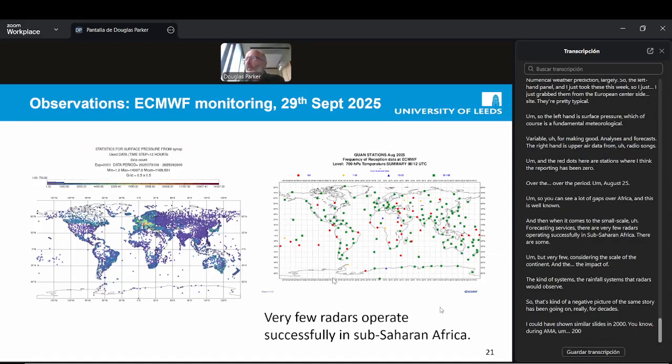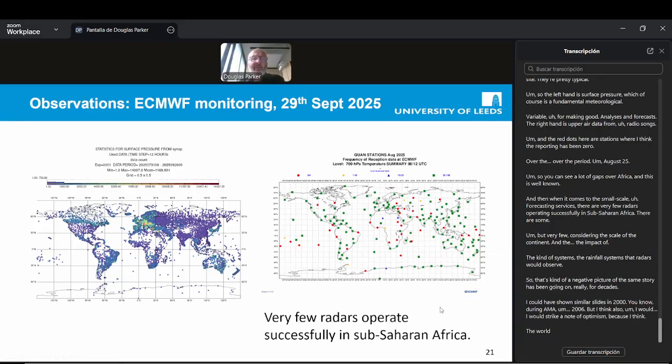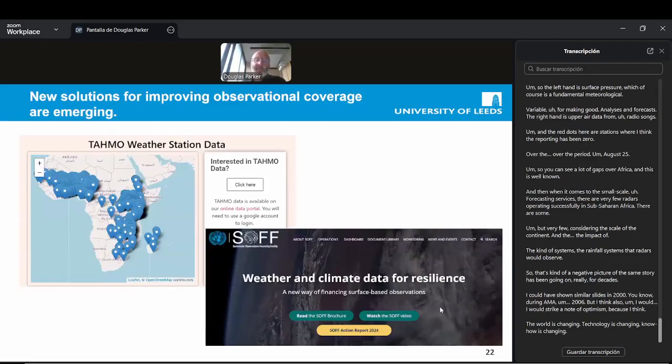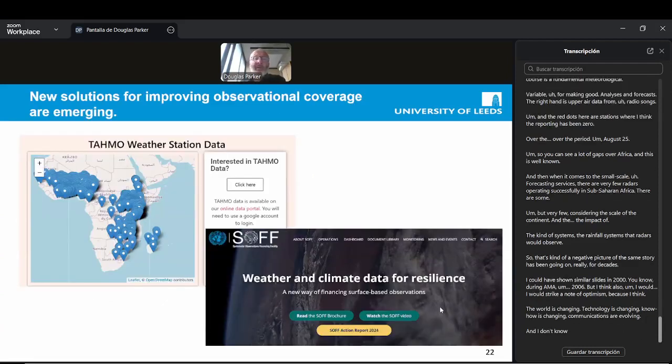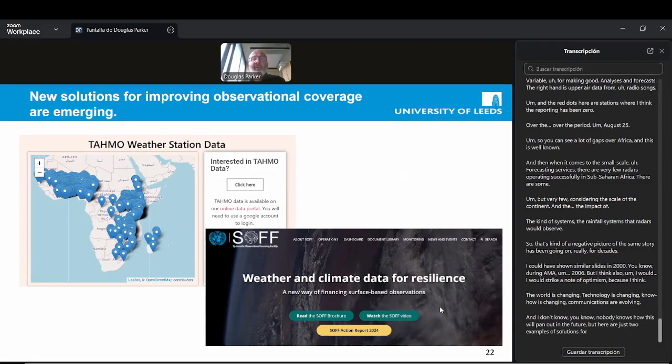2006. But I think also I would strike a note of optimism, because I think the world is changing, technology is changing, know-how is changing, communications are evolving, and nobody knows how this will pan out in the future. But here are just two examples of solutions for improving observation.